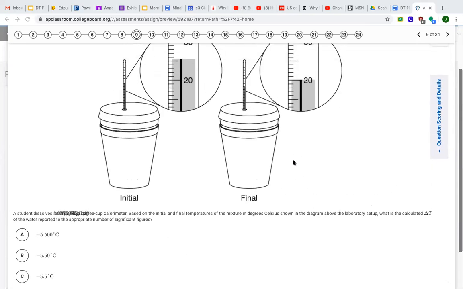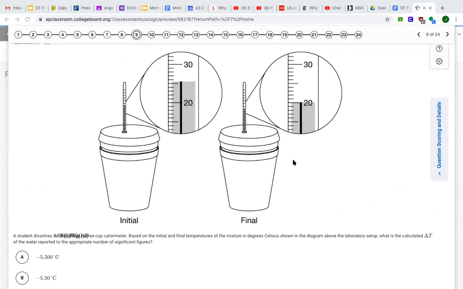Yeah, I think so. I think that's how accurate you are, because you get one extra decimal place beyond what's provided, right? By the demarcations.